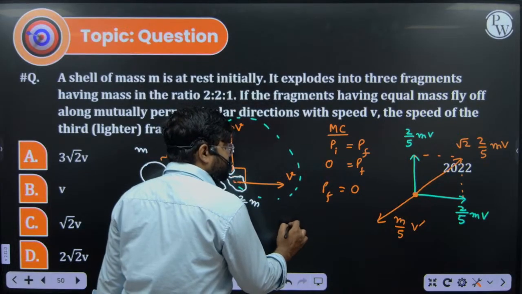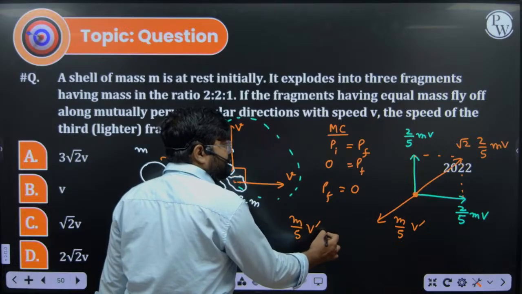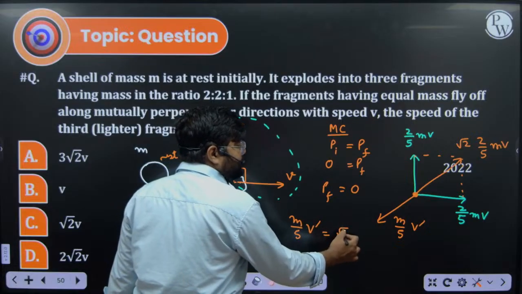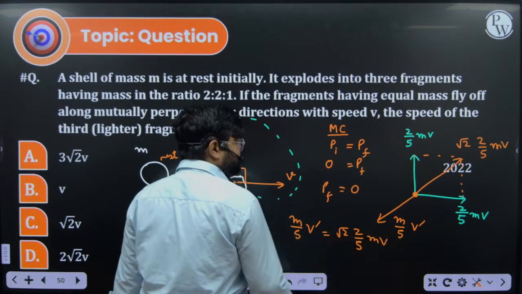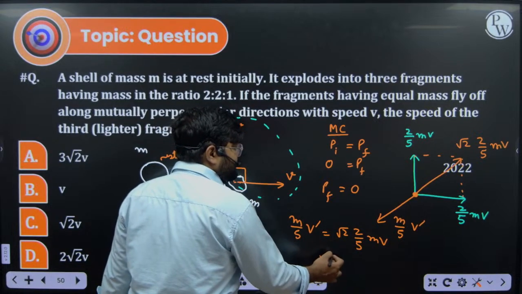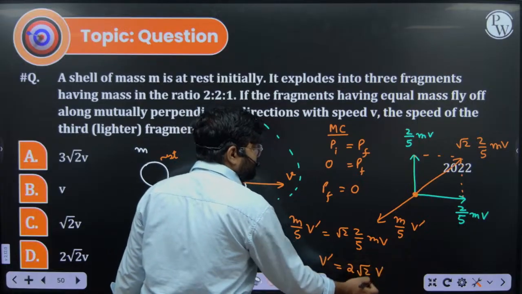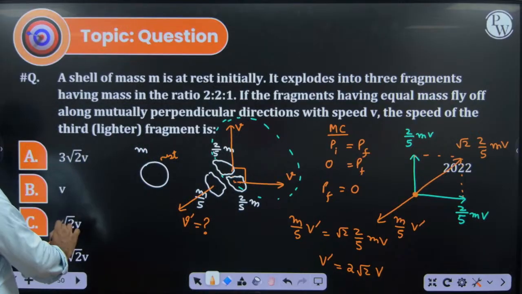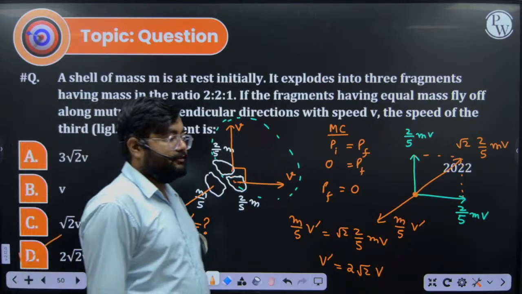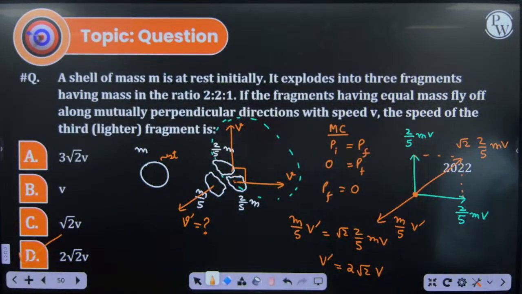So we can say mass into velocity is equal to root 2 times 2 by 5 mv. And this gives us our answer as 2 root 2 v. So the answer here is option D. I hope this process of solving is clear to everyone.